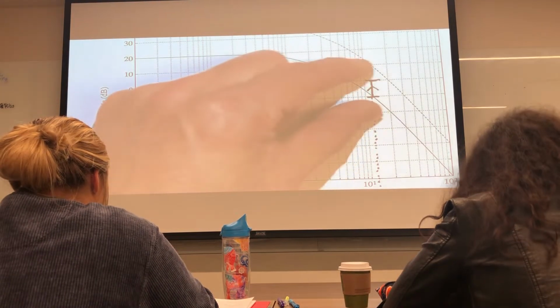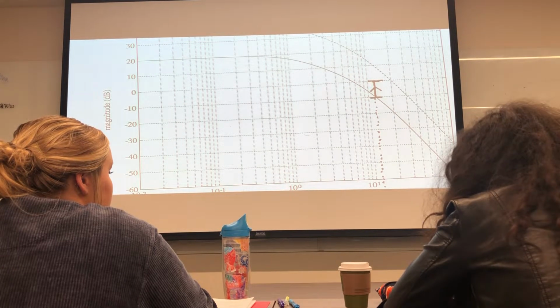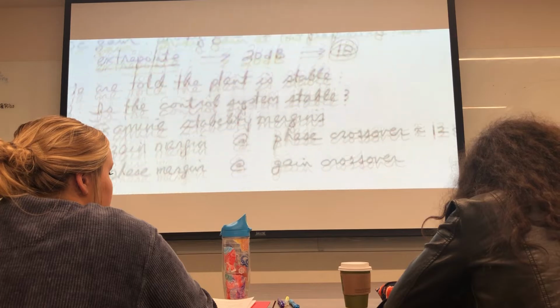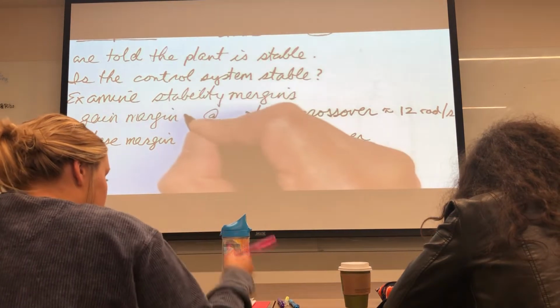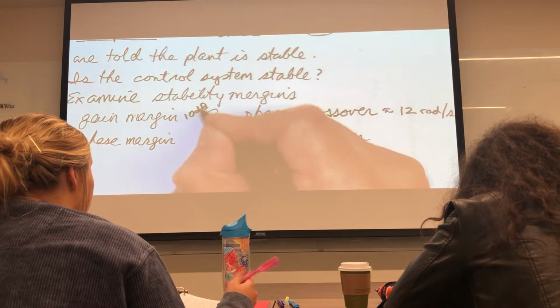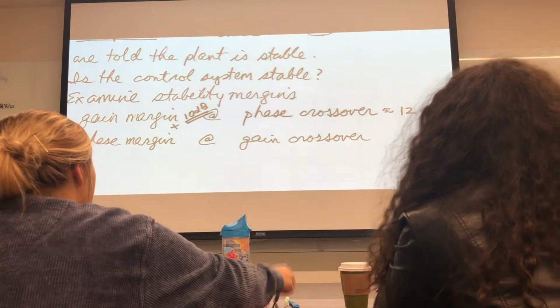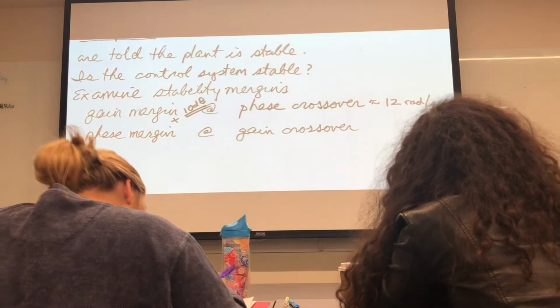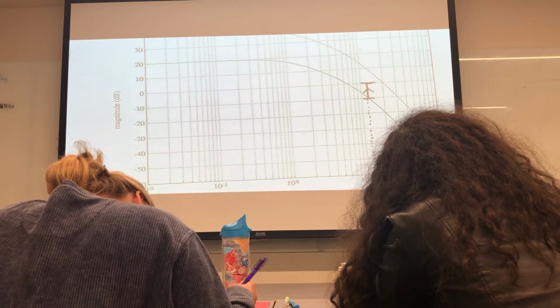And so we measure that height using our scale right here. And we get here that the gain margin at 12 radians per second is approximately 10 dB. Okay, a positive 10 dB. Okay, any questions about how to measure the gain margin at the phase crossover?